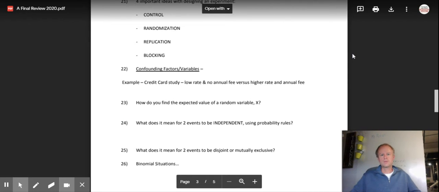So what does it mean for two events to be disjoint or mutually exclusive? These are the same thing, disjoint and mutually exclusive. It just means that the probability of the events happening together is 0. They can't happen together. So P of A and B, remember, and is the upside down U, so probability of A and B is equal to 0.